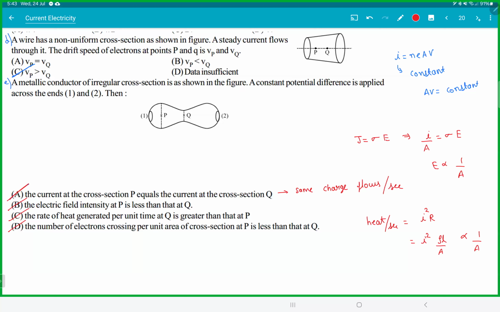All are right. Sir, I have a doubt in B. What is your doubt? We wrote E is proportional to 1 by A. But sigma will also change, no? Okay. How will sigma change? There was some formula of rho. I forgot that actually. But it was dependent on the conditions. Can you show the formula?